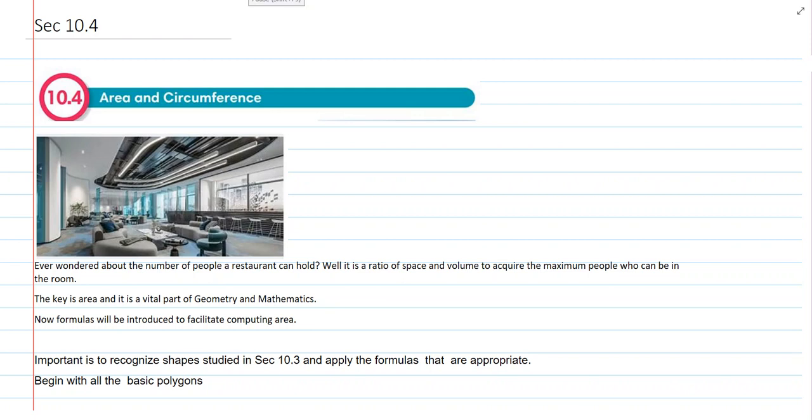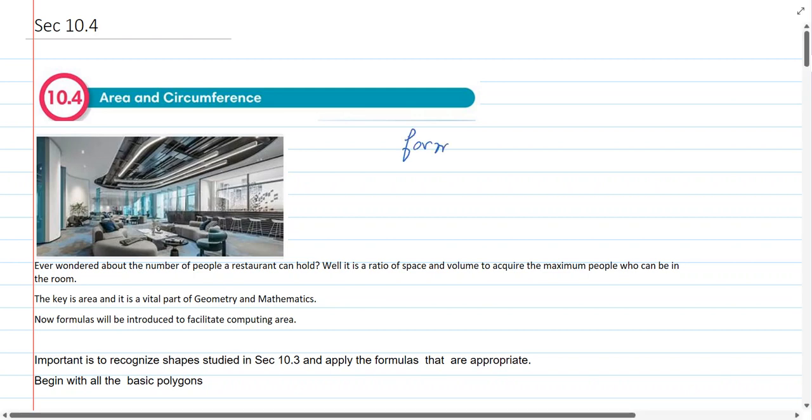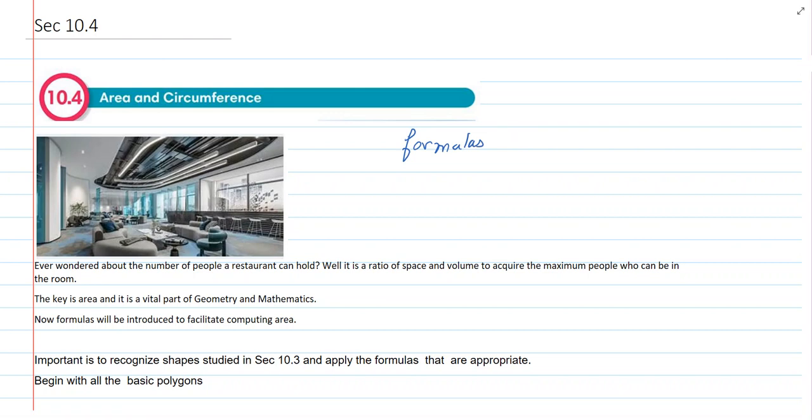Well, now we're going to start section 10.4 after we've gotten comfortable with the fact that we can have a polygon that has an enclosed amount of area. And now we're going to measure that area. And we're going to be using formulas that you need to write as you view the video. Especially if we want to complete the homework.